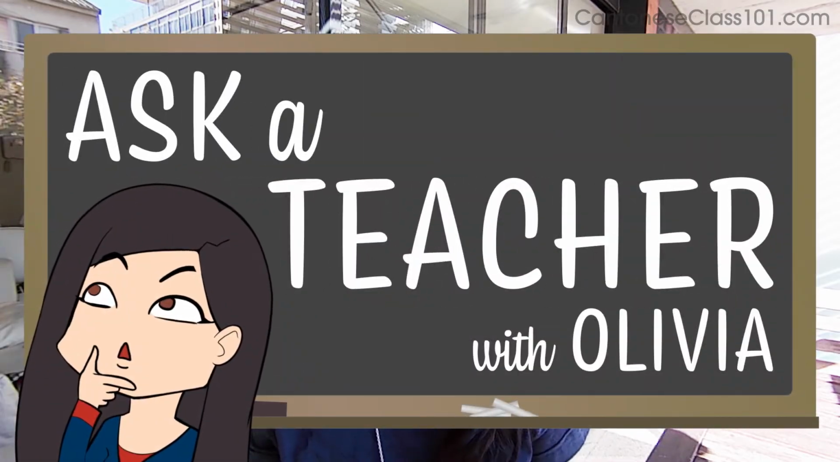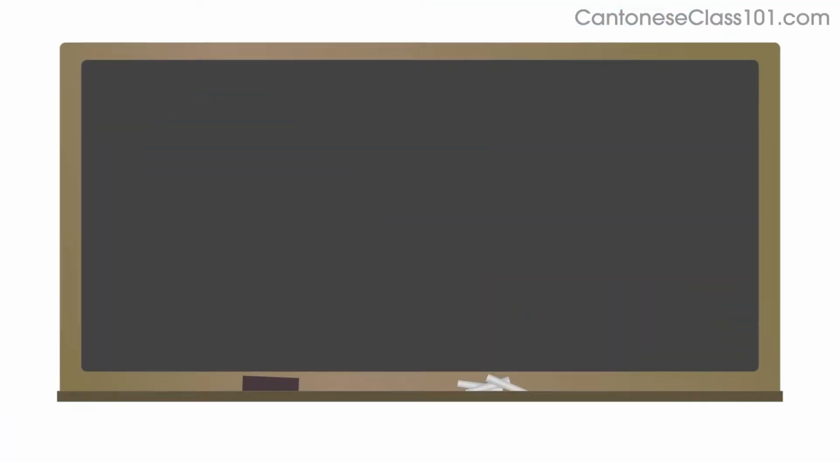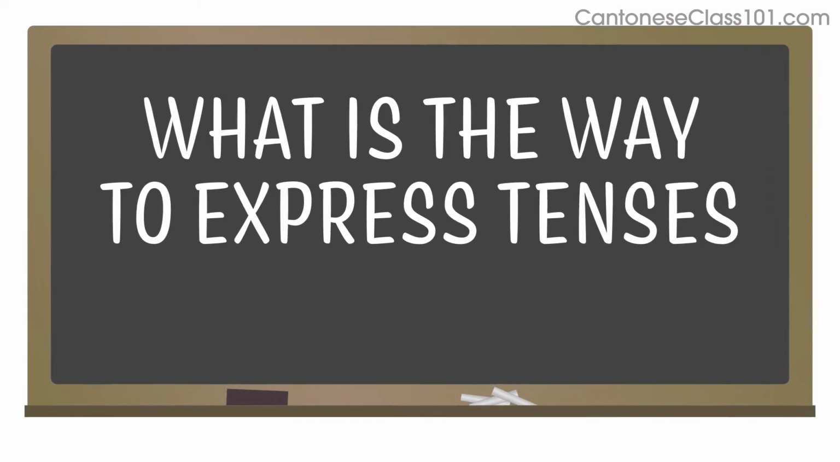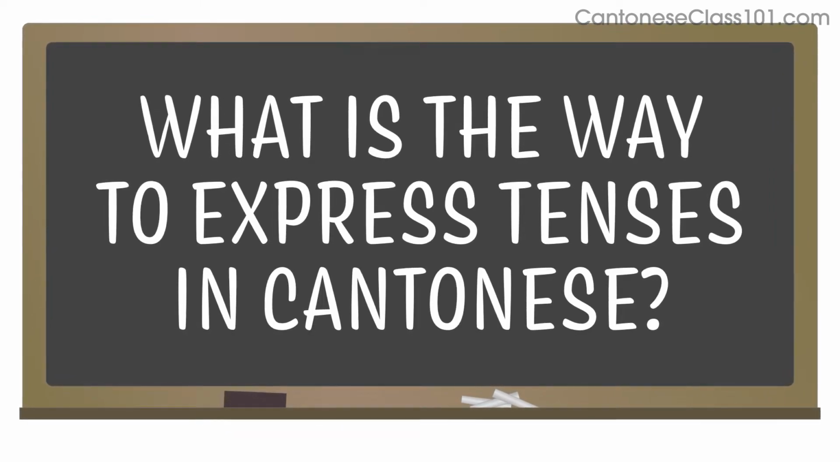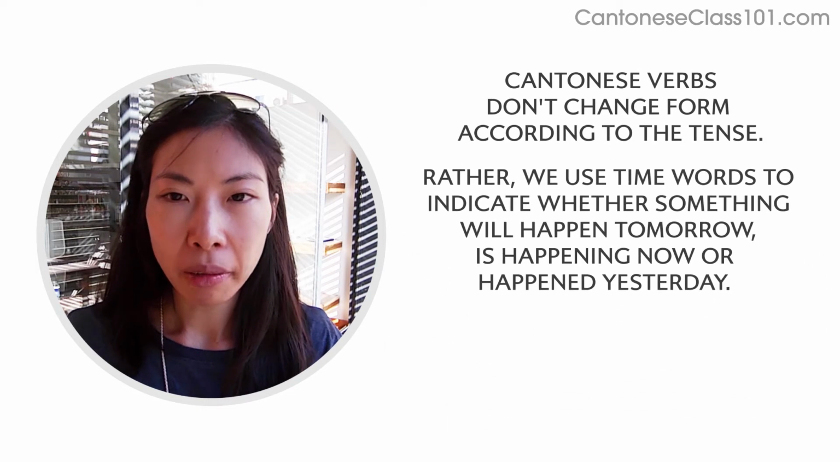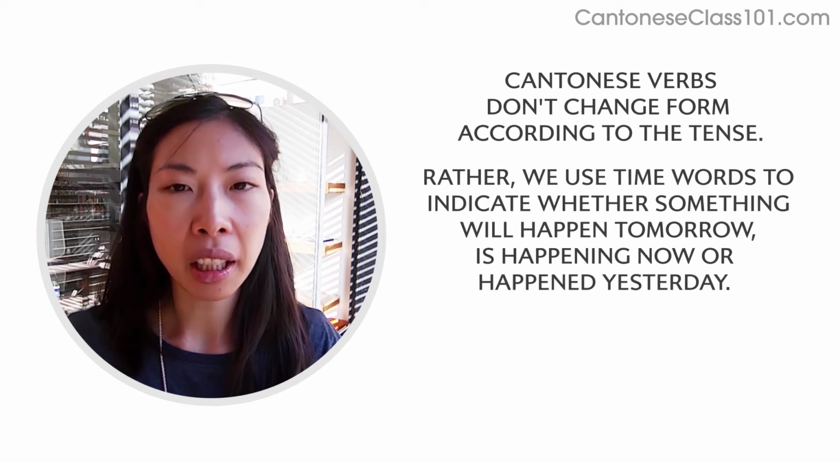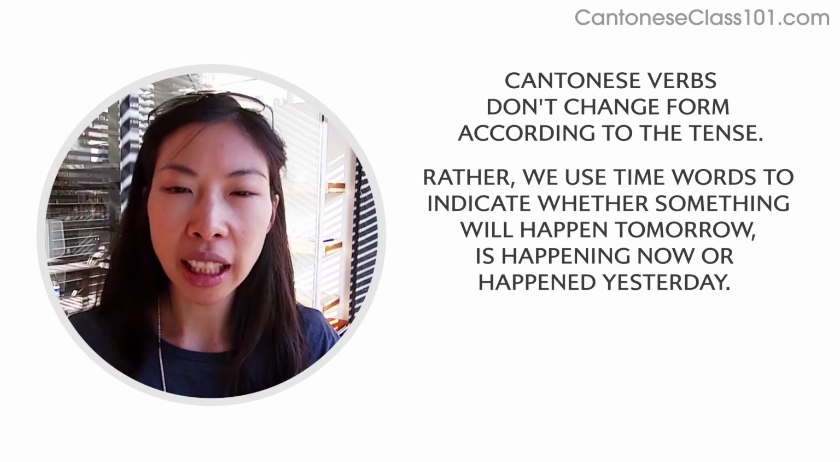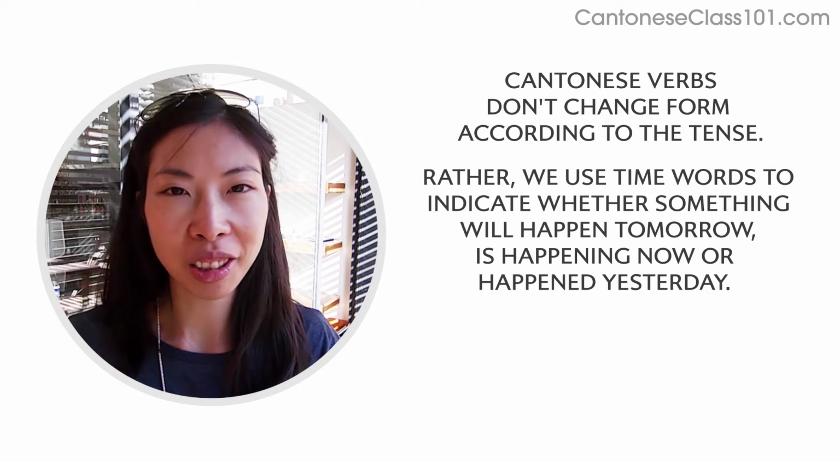Hi everybody, Olivia here. Welcome to Ask a Teacher, where I'll answer some of your most common Cantonese questions. The question for this lesson is, what is the way to express tenses in Cantonese? Cantonese verbs don't change form according to the tense. Rather, we use time words to indicate whether something will happen tomorrow, is happening now, or happened yesterday.